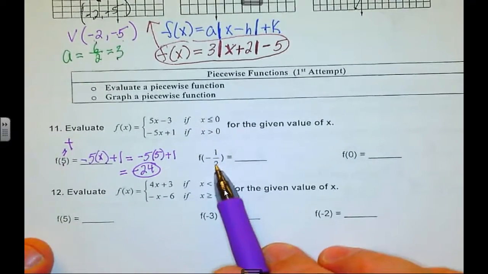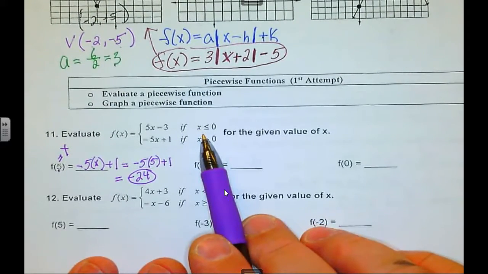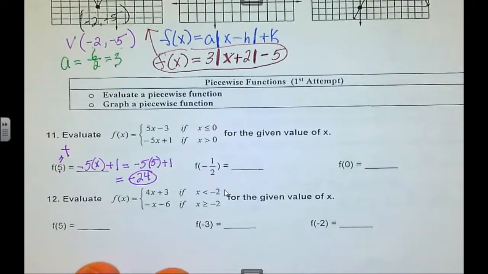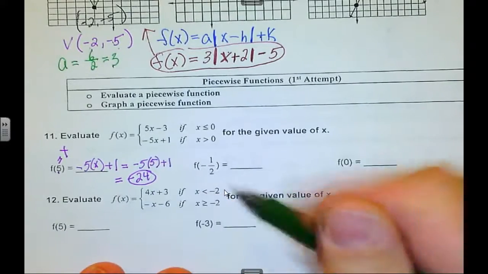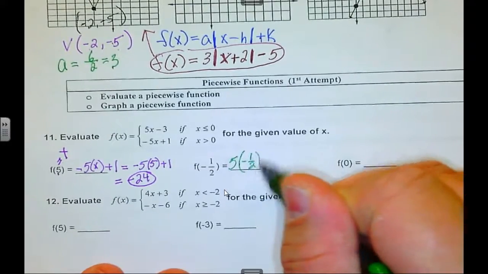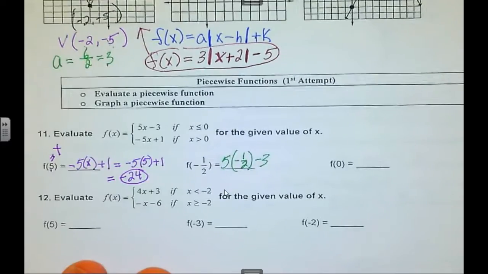How about negative 1/2? Negative 1/2 is less than or equal to 0. Yes, it is. So we have to use the top function, which is 5x minus 3. So 5 times negative 1/2 minus 3. And oh my gosh, we have fractions. I'm just going to skip it.